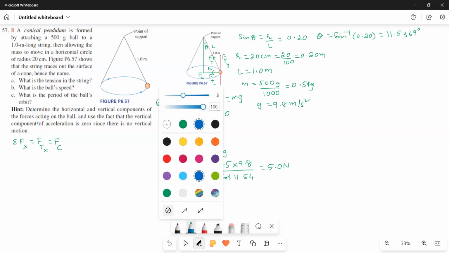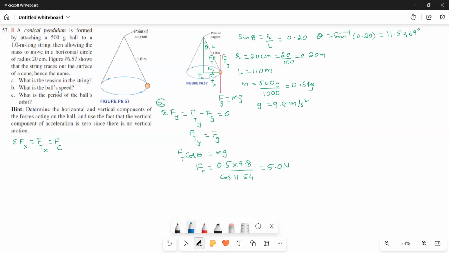The B bit is I have to find out the ball's speed. So that I will find out from the x component of the forces. What is Ftx? Ftx is the opposite side to the angle. Therefore, Ft sine theta is equal to Fc. Fc is equal to m a_c, because Fc is the centripetal force. So the centripetal force is equal to m a_c, and here a_c is equal to v squared over r.